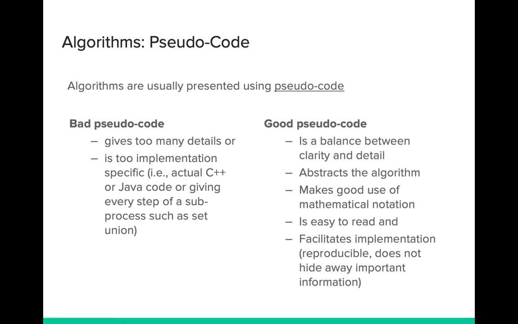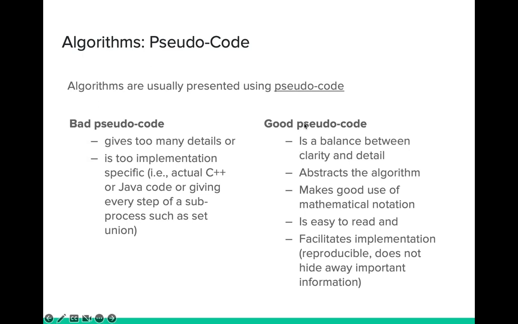So what would be a bad pseudocode? A bad pseudocode gives plenty of details or is too implementation specific. In other words, it may be expressed using an actual language like C++ or Java code, or giving every step of a subprocess such as a set union. This is bad pseudocode, considering that, let's say, you are a team solving some problem, and one team member does not solve in C++, or another team member does not have any experience with Java yet. So the pseudocode basically is not understandable.